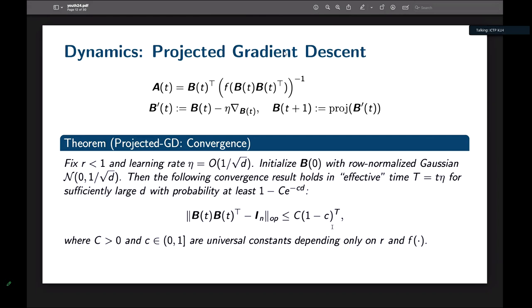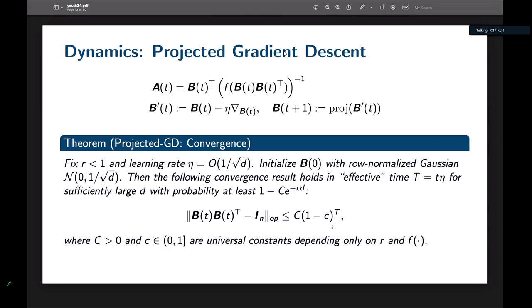So it can be formalized like this. This is just the pseudo inverse. And then we compute the gradient of our loss. We make a step, and then we project on the sphere. So you can think of it somewhat as a gradient descent coordinate-wise. We make a step on B, we make an optimal step on A, and then we alternate them.